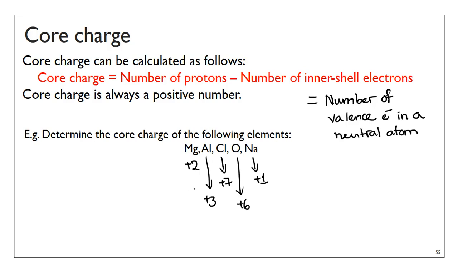But looking at these numbers alone, I wouldn't say that, for example, oxygen has a higher attraction between the nucleus and the valence electrons compared to aluminium. I do need to look at the number of shells as well.